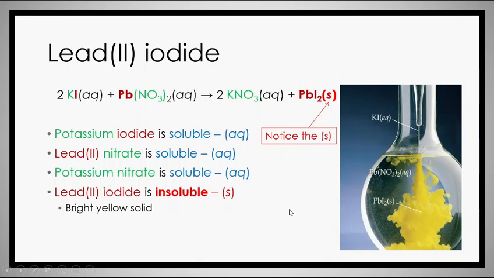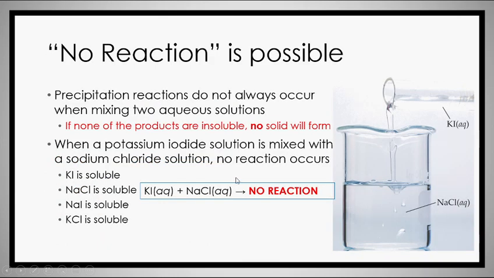So, one thing that may seem kind of odd, and I'm going to give you a heads up before I change my slide here, is sometimes if you mix a soluble substance with a soluble substance, you could end up with soluble substances, in which case we would call this no reaction. And so, if we mix potassium iodide and sodium chloride together, you would have the double displacement reaction of your potassium going over to the chlorine and the sodium coming over to the iodine.